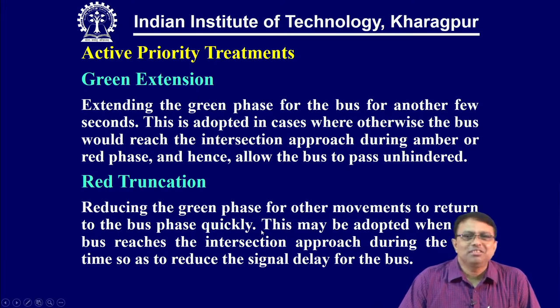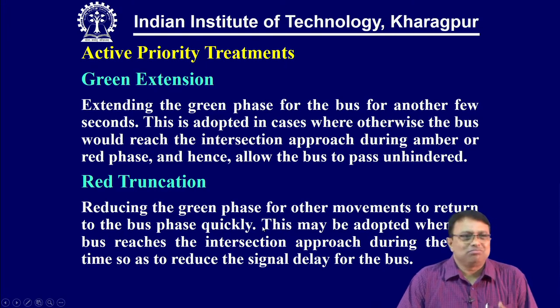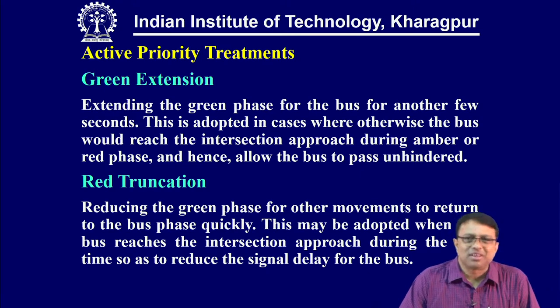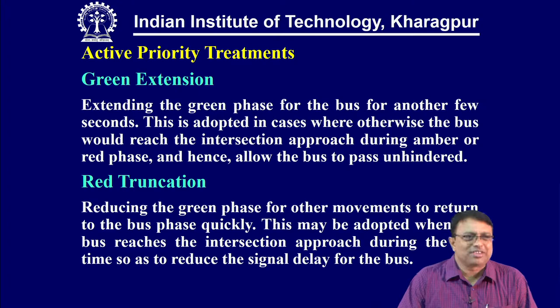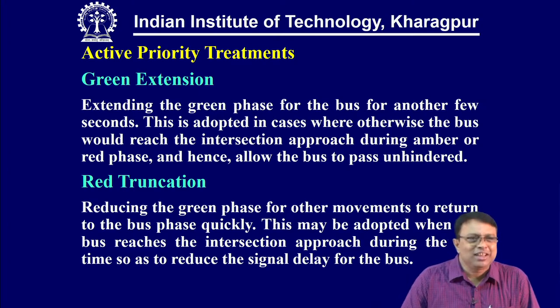Red truncation is just the reverse. You cut the red time because you want to give green to the bus movement, give priority to the buses. So, it is more or less the same, but in one we are extending the green time, and in the other we are cutting short the red duration to give priority, an earlier green to the bus.